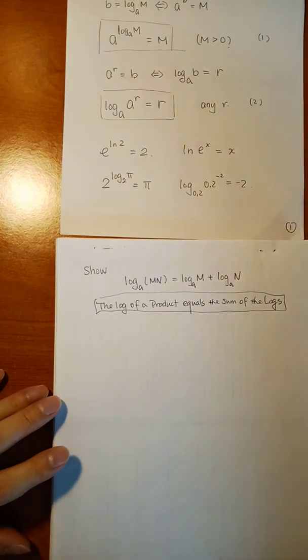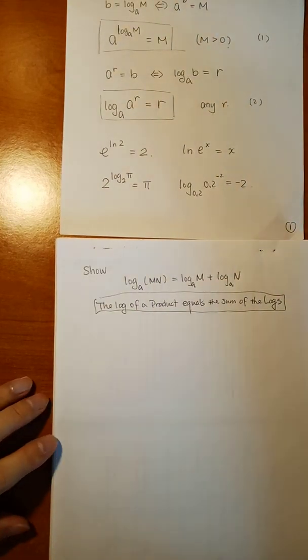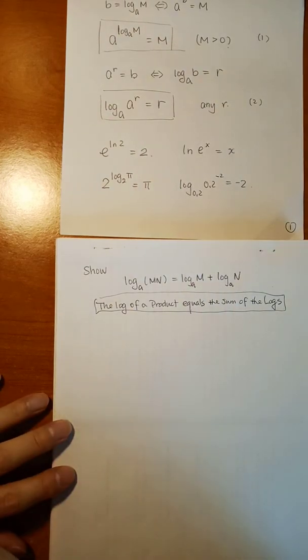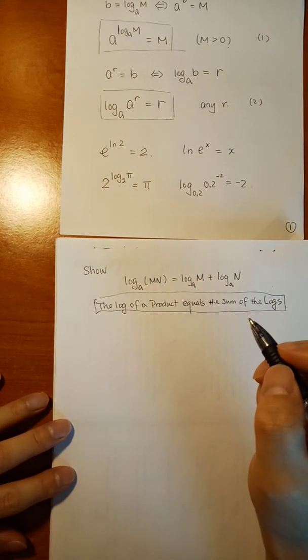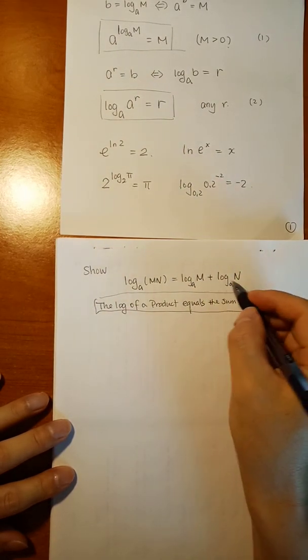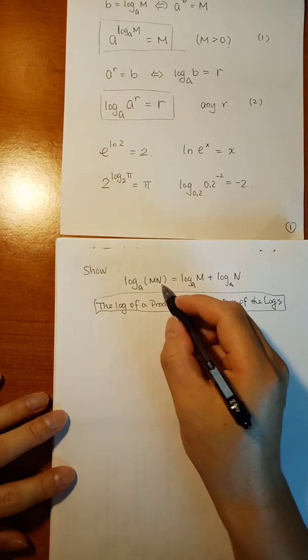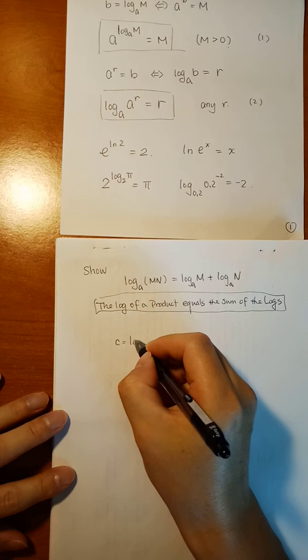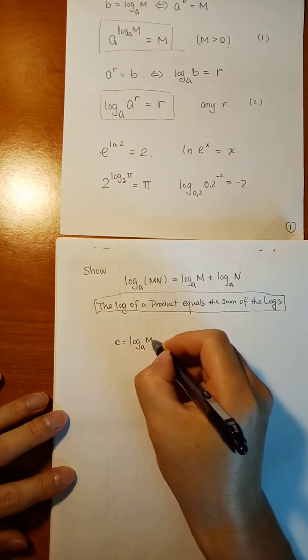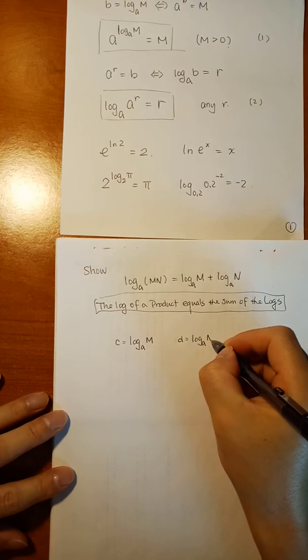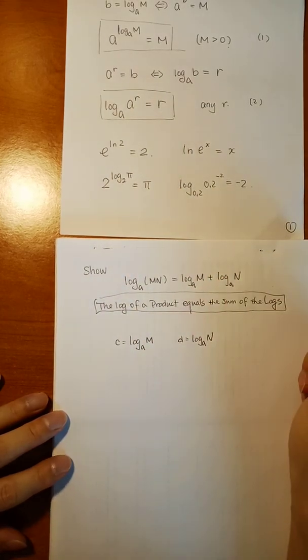The log of a product equals the sum of the logs. How? Why? Well, let's see. You have numbers. They are simpler than the log of the product. Let's call c the logarithm to the base a of m, and d the logarithm to the base a of n. We have those two numbers.